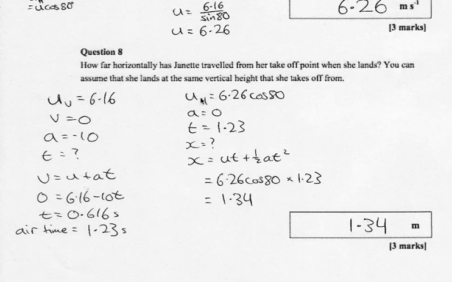So now we know her initial horizontal velocity, 6.26 cos 80. Her acceleration was 0, t was 1.23 seconds. So just like in the previous question on the previous page, I've set this one out here as a Zuvat question, but it's really just velocity times time. A is 0, so this term disappears. So velocity times time, horizontal velocity times time, gives this horizontal displacement 1.34 meters.